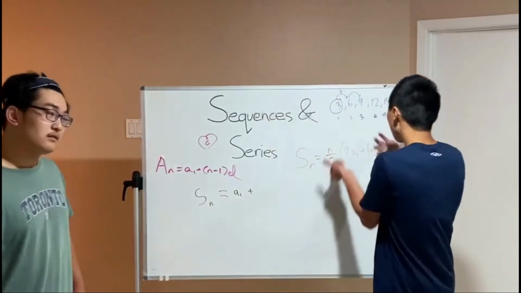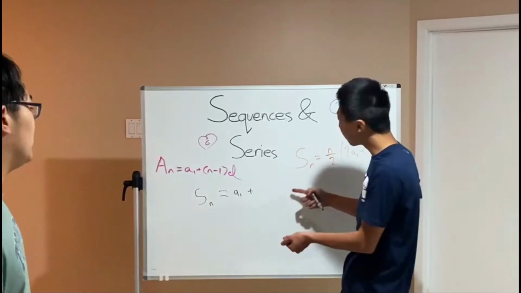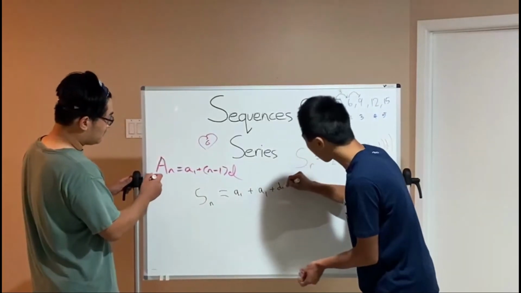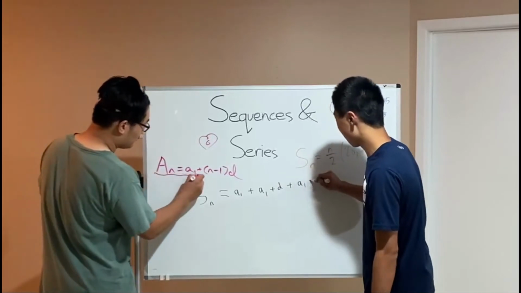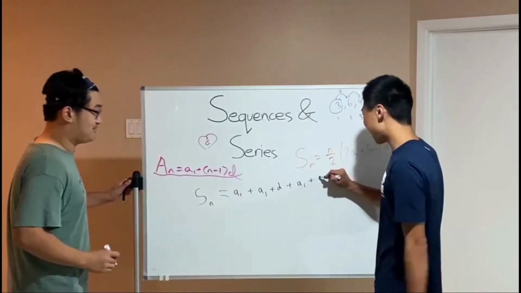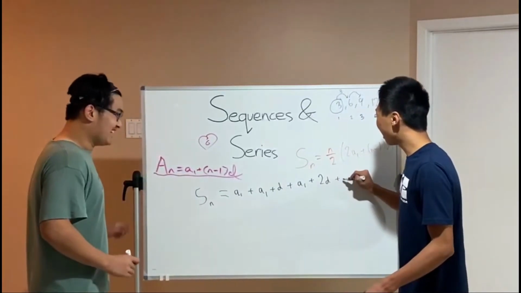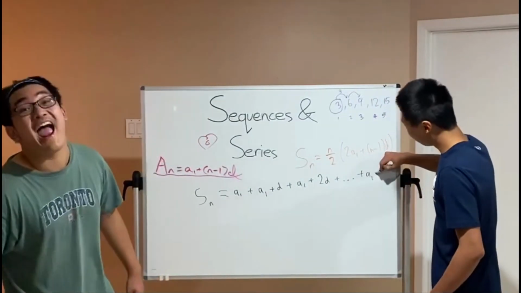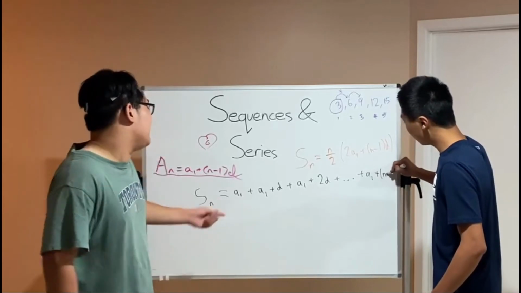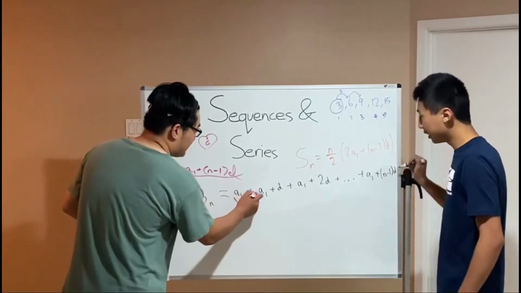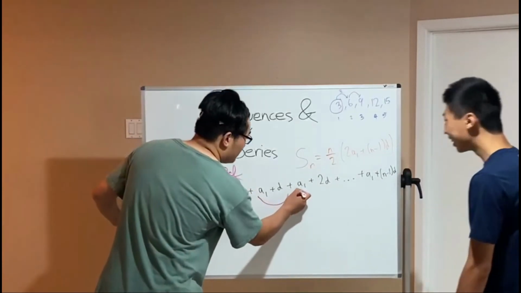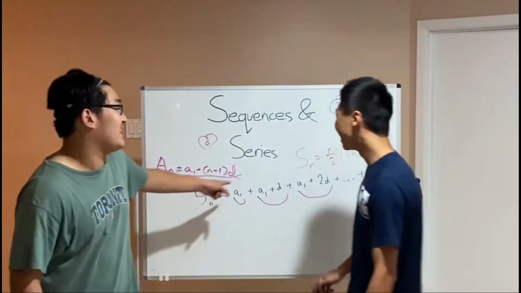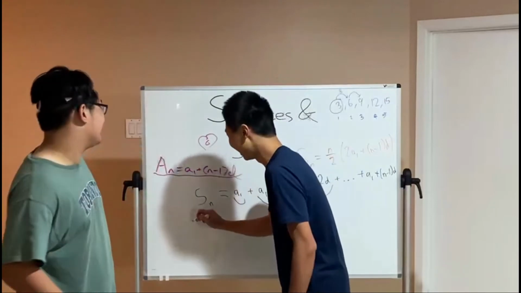So the sum of all of the terms is essentially the first term plus the second term, which is the first term plus that common difference. And then we add it all the way to the nth term. This should be pretty simple to understand. We'll separate these for you right now, in case you have some eye trouble, or if the slant is kind of hard on your eyes.